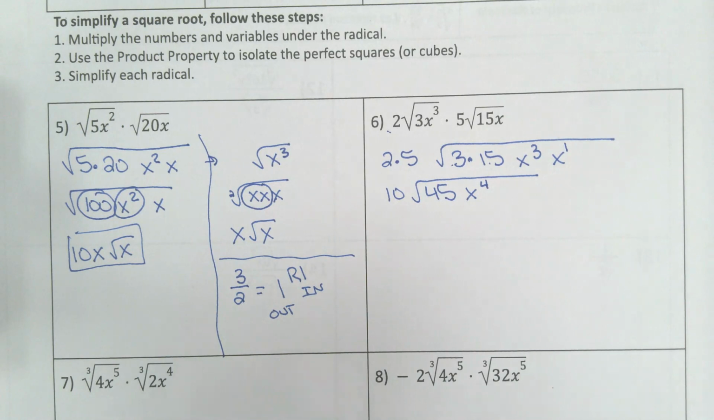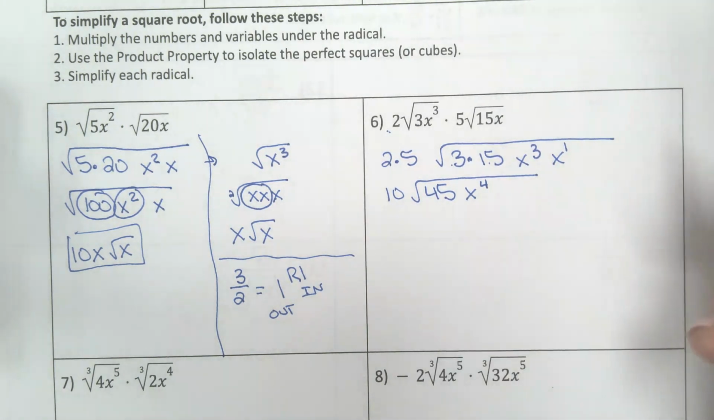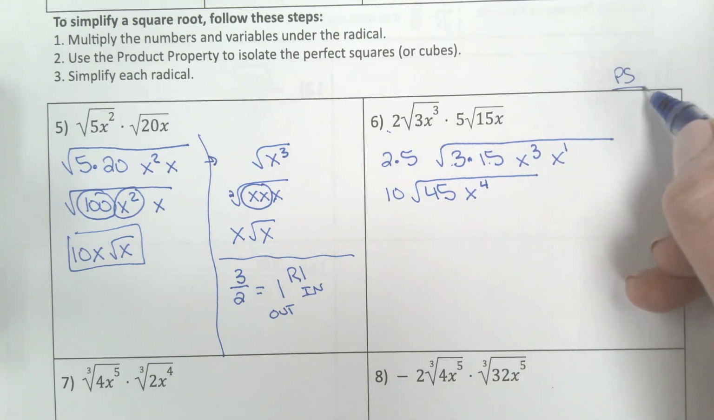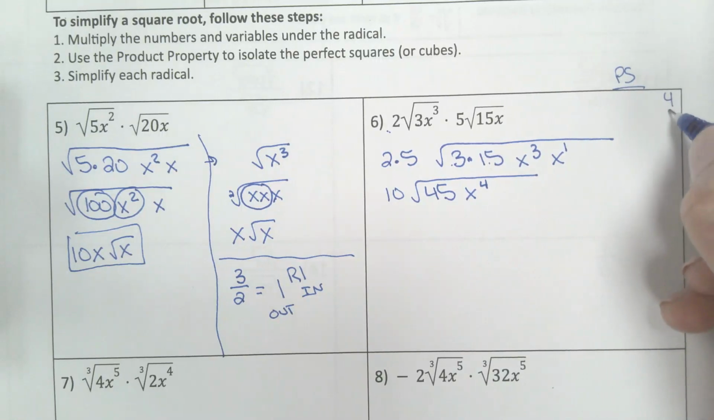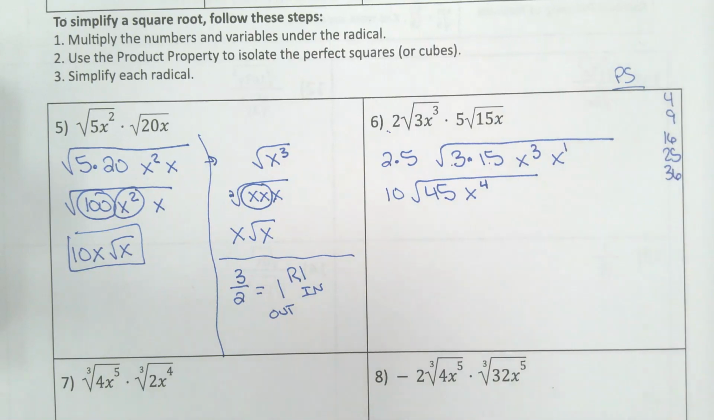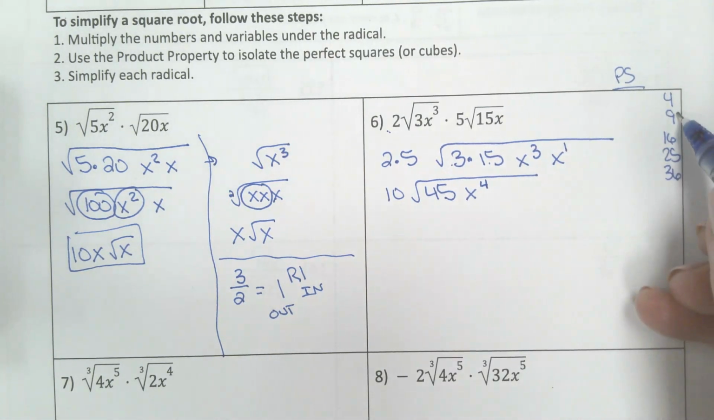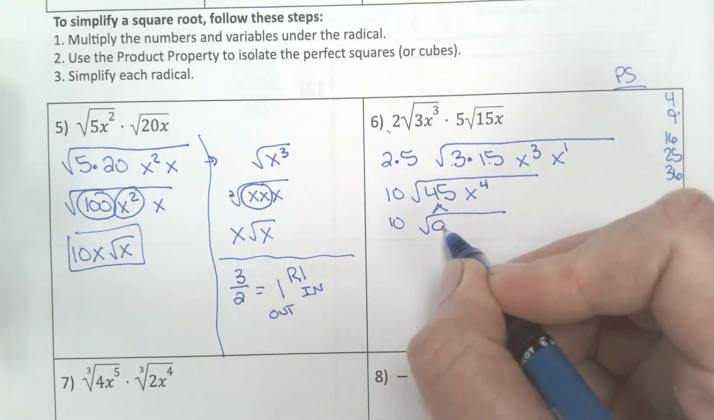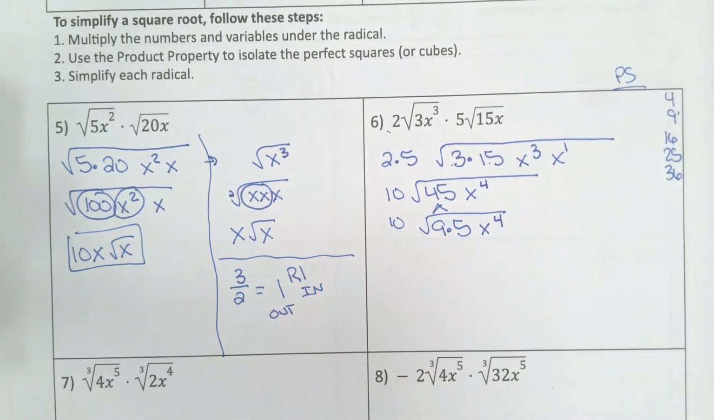All right, so now we need to work on simplifying the square root of 45x to the fourth. My index is 2. When I break this down, I'm thinking, what are my perfect squares? 4, 9, 16, 25, 36, etc. So 9 is a factor of 45, and so I'm going to break that down into 9 times 5, x to the fourth.